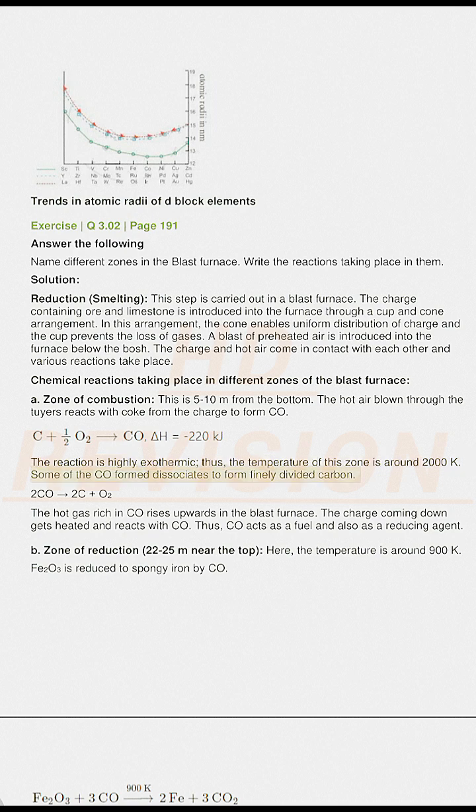Some of the CO formed dissociates to form finely divided carbon. 2CO → 2C + O2. The hot gas rich in CO rises upwards in the blast furnace. The charge coming down gets heated and reacts with CO. Thus, CO acts as a fuel and also as a reducing agent. B. Zone of reduction, 22-25 m near the top. Here, the temperature is around 900 K. Fe2O3 is reduced to spongy iron by CO.